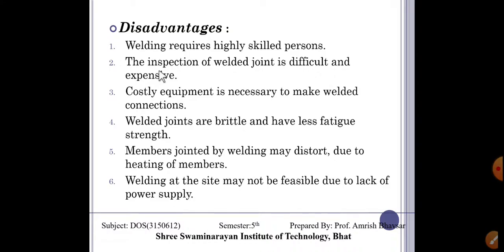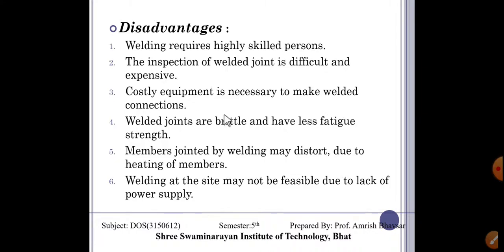Number two, the inspection of welded joints is difficult and expensive. Sometimes some of the connections fail due to welding and leakage occurs there. So at that time we can't judge where the failure is.